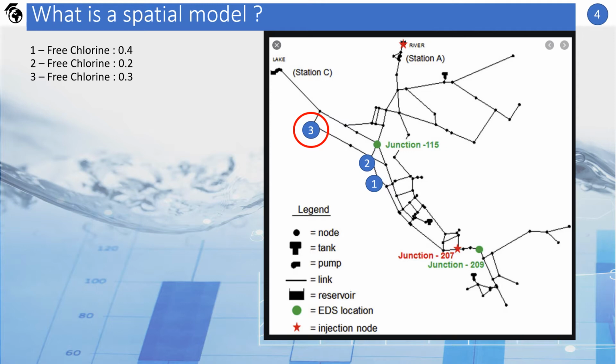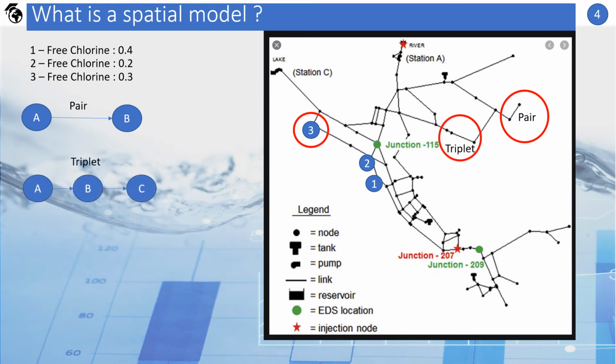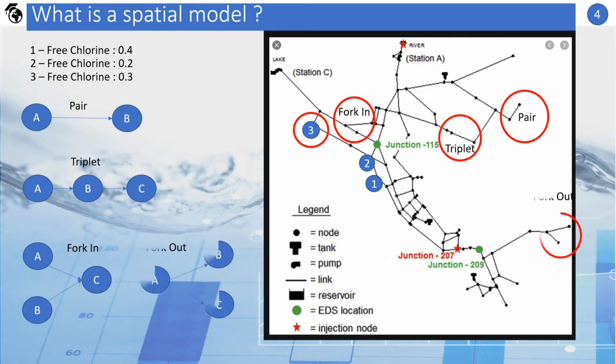Pairs and triplets. A pair is two stations that are connected by a pipe, one or more. Triplets are two pairs which have a shared station. There are three types of triplets. Line triplet is three connected stations in a row. Fork-in is two stations that supply water to a third station. Fork-out is one station that splits into two stations.